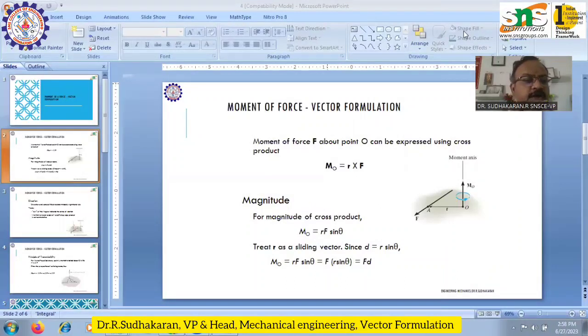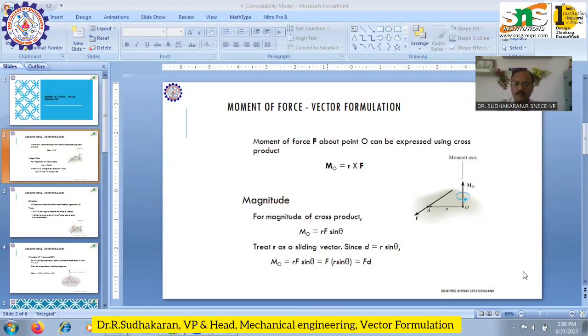Good afternoon, dear students. Today we are going to see how to do the vector formulation for the moment of a force. We know that the moment of a force is nothing but the product of the force and its perpendicular distance. Now, the moment of the force about a point can be expressed as a cross product.